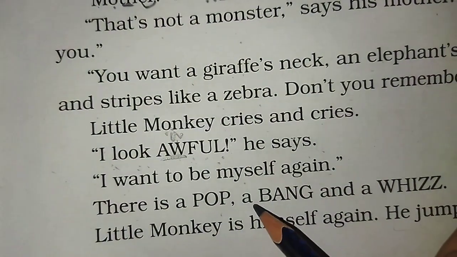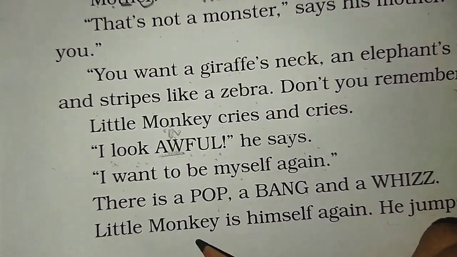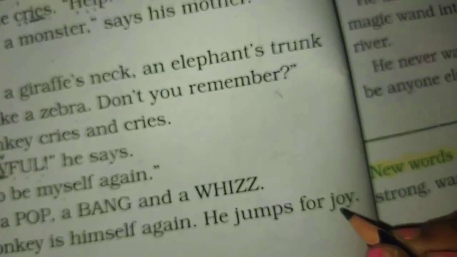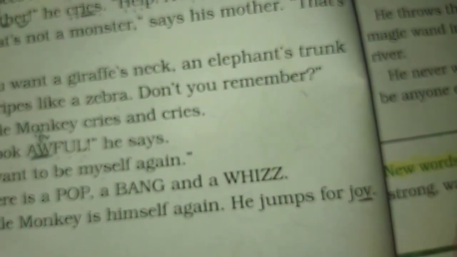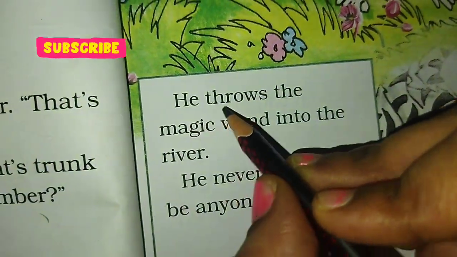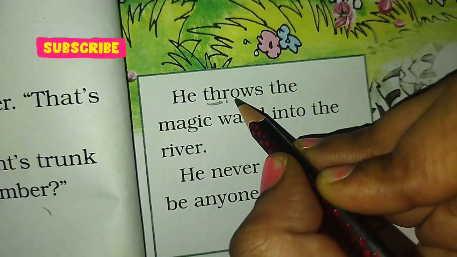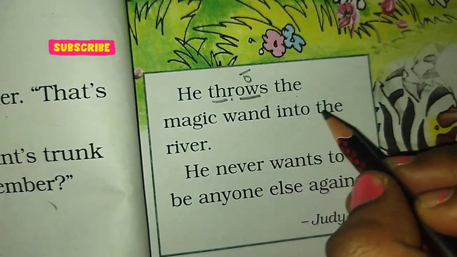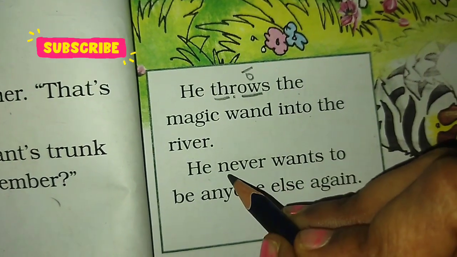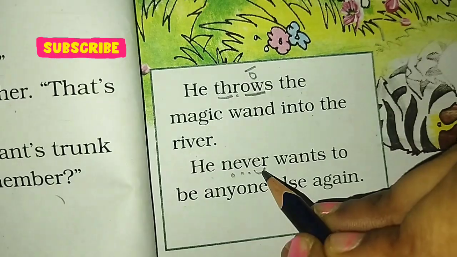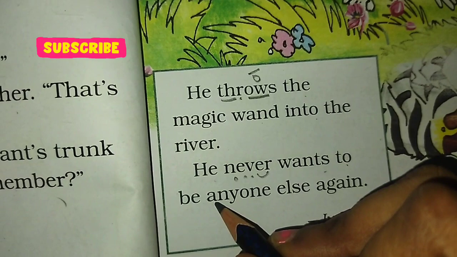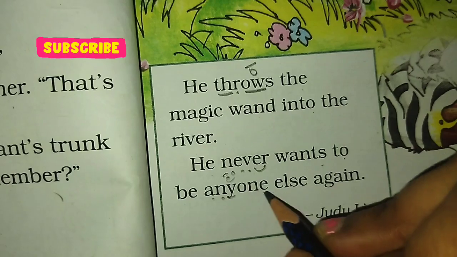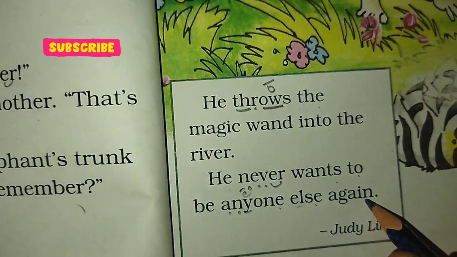There is a pop, a bang, and a whizz. The little monkey is himself again. He jumps for joy. Here OY is saying the oi sound. He throws. Here OW is saying the long O sound. He throws the magic wand into the river. He never wants to be anyone else again. Here the letter I is telling the long E sound. Thank you.